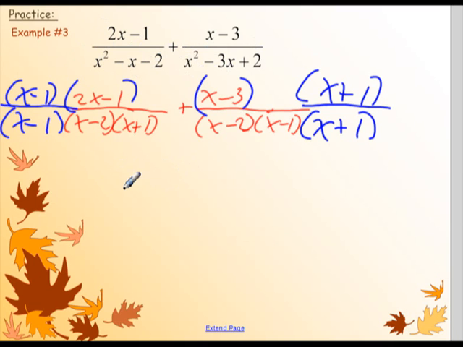You having Algebra 2 flashbacks? That's okay. You get better at this the more practice you get.